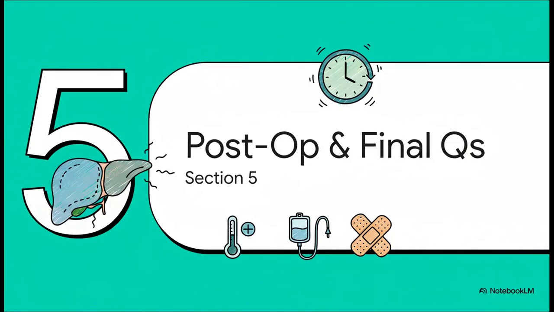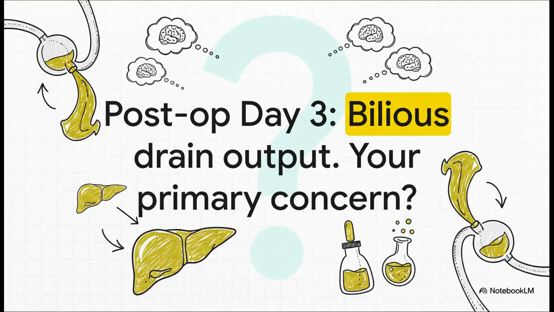The surgery's over, it went well, but you're not out of the woods yet. Managing the patient after the operation is just as critical as the surgery itself. So you get a call from the resident, it's post-op day 3, they tell you the patient looks great, vital signs are rock solid, but the surgical drain has put out 300 milliliters of greenish, bilious-looking fluid. What is the first thing that pops into your head?